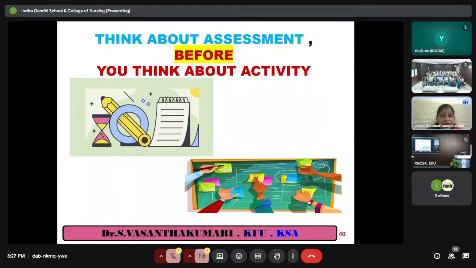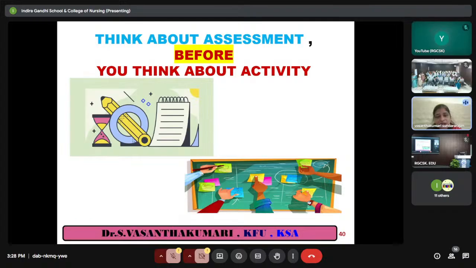Next one. Very importantly, whenever you do something, think about the assessment first, then only the activity. Without assessment, the activity cannot be accomplished. So whenever a teacher goes in, she should already have framed the assessment part. Most of the time we go with the activity, then with the assessment. But in the transformative way, we have to always think about the assessment and then only the activity, because the activity comes based on reflection and critical thinking.